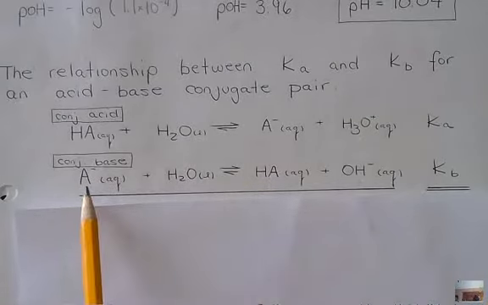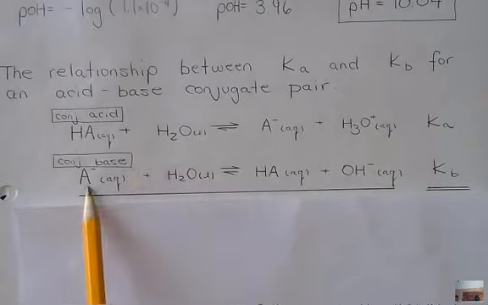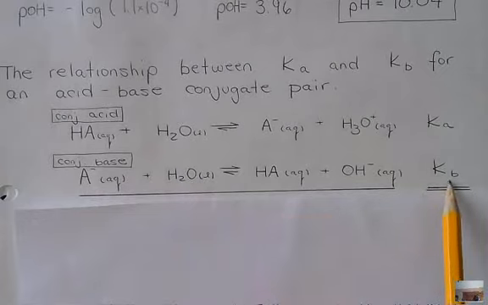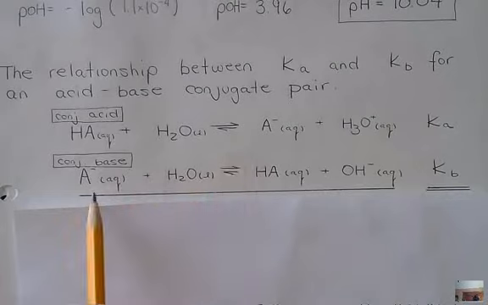So you could sort of see this. So here's A minus acting as a Bronsted-Lowry base. It's a proton acceptor. Okay, the water in this case would be acting as the acid. Okay, and those kinds of reactions are called Kb's. The only difference between this one and the one we did in the last one is this one is starting out with a negative charge, whereas our last guy started out neutral.